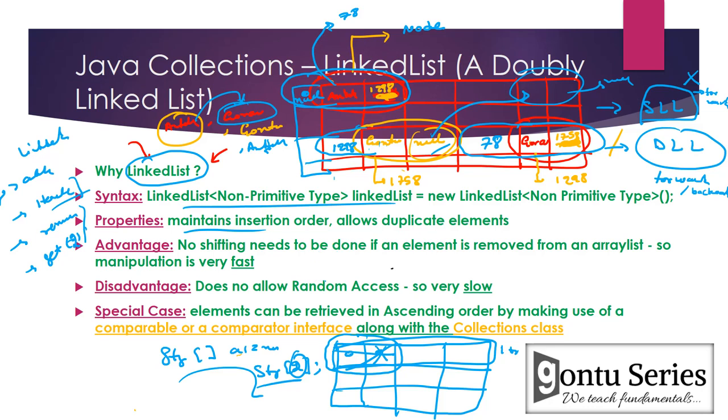Now there's an advantage associated with the concept of a linked list. What is that advantage? No shifting needs to be done if an element is removed. Here it's not ArrayList, it's linked list. So no shifting needs to be done if an element is removed from a linked list. So manipulation is very fast. Disadvantage: it does not allow random access, so it is very slow. Now what are these two points? Let's talk about that.